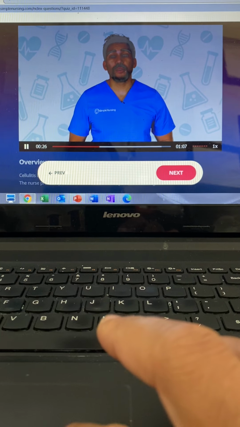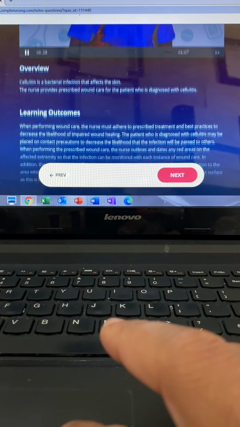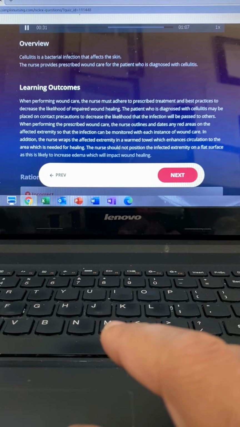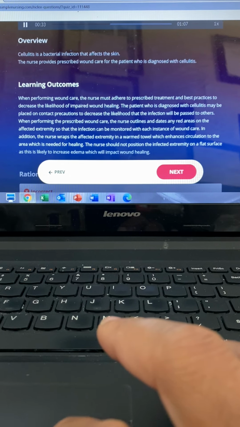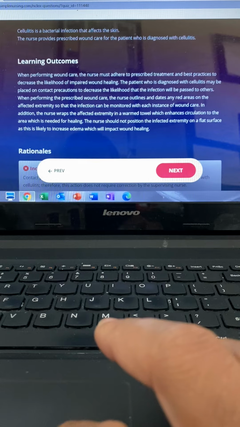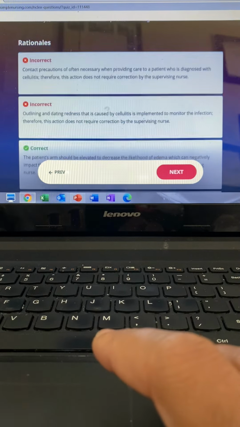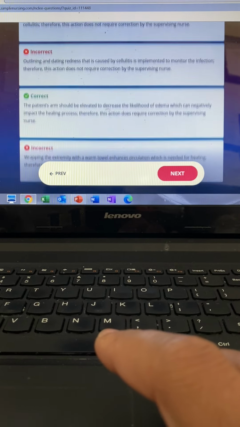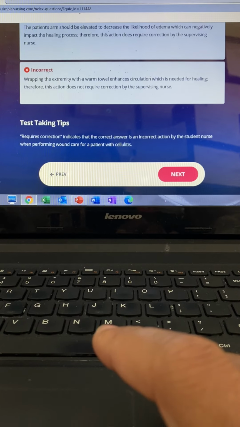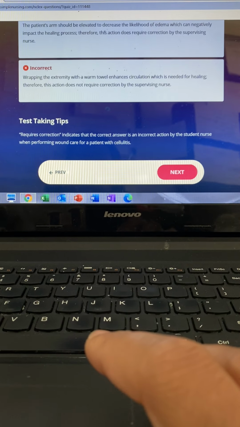So option number 1, we have to skip because contact precautions are used correctly to prevent that spread of infection. So guys, remember, we're looking for the wrong things here. Option number 2, we also have to skip. Outlining and dating helps monitor the spread of the infection in that affected area.